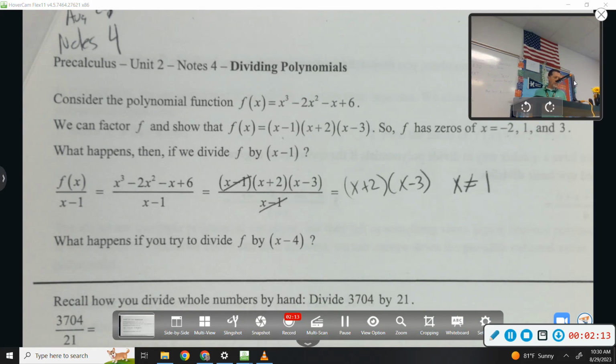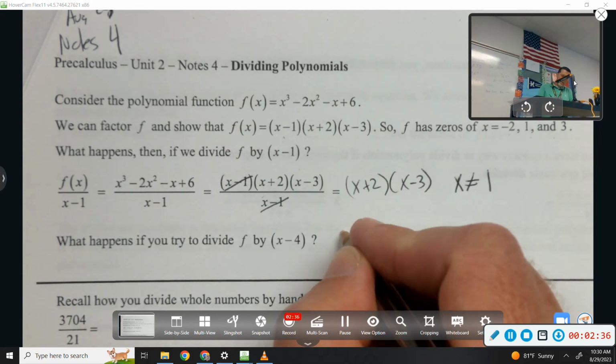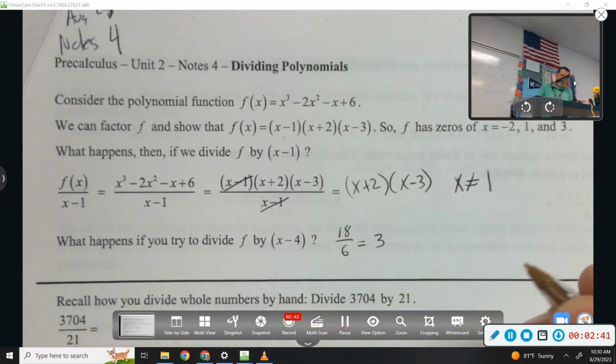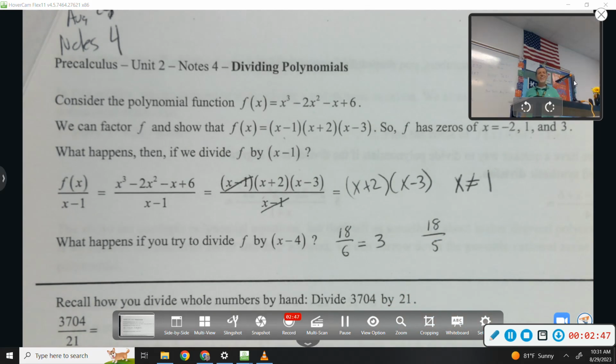All right. Well, what if we tried to divide by x minus 4? Like, what would happen? Or would anything happen? Maybe that's a better way to ask that. X minus 4 is not a factor, so you'd be stuck. It would be a weird division thing going on. It's a little bit like, let's just say we had 18 divided by 6. Okay, that's nice. We get 3. But what if we do 18 divided by 5?